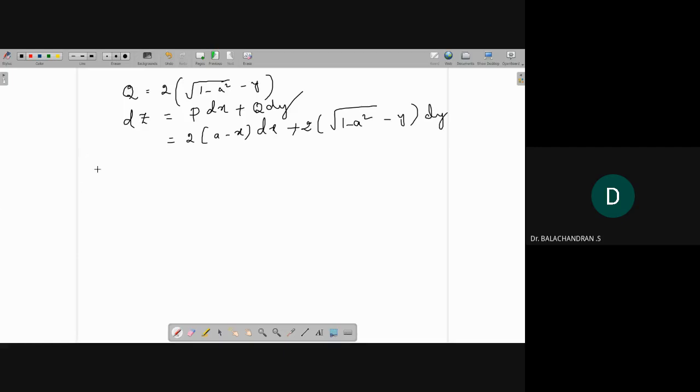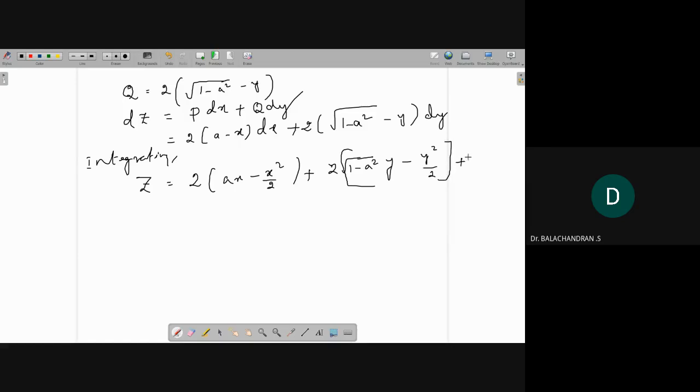If you integrate, we will get capital Z equal to 2 into (ax minus x square by 2) plus 2 into (root of 1 minus a square is constant, integration of dy is y, minus y square by 2), taking 2 common, plus some arbitrary constant b, which is a complete solution of equation 2.